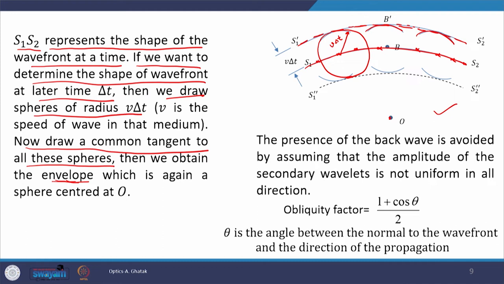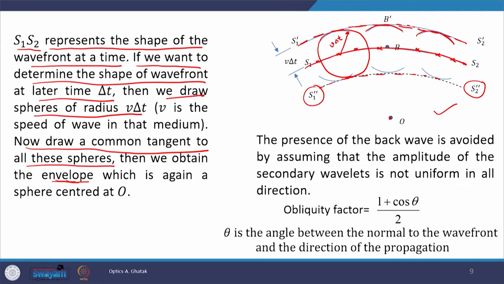The same envelope can also be drawn in the backward direction, and if you draw the envelope in the backward direction, then you will get a curve S1 double prime, S2 double prime. But no one talks about it. Huygens said that the wave does not propagate backward. He just avoided this wave.